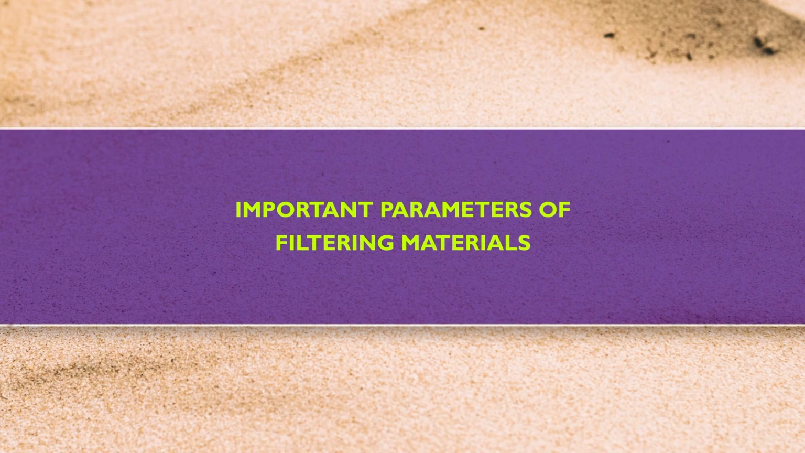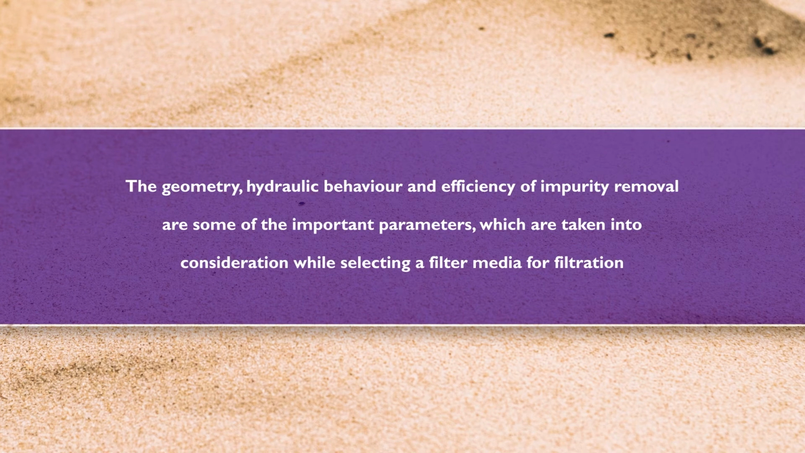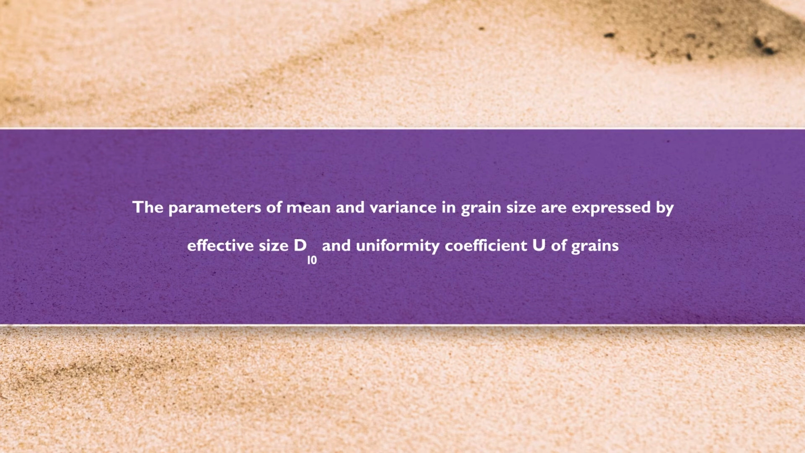Important parameters of filtering material. The geometry, hydraulic behavior and the efficiency of impurity removal are some of the important parameters which are taken into consideration while selecting a filter media for filtration. The parameters of mean and variance in grain size are expressed by effective size D10 and uniformity coefficient U of the grain.